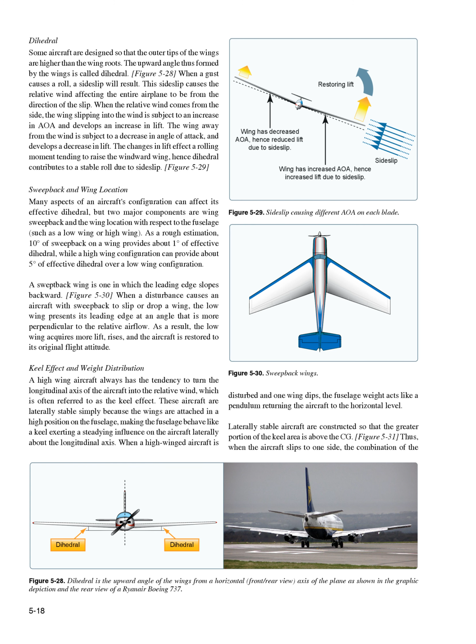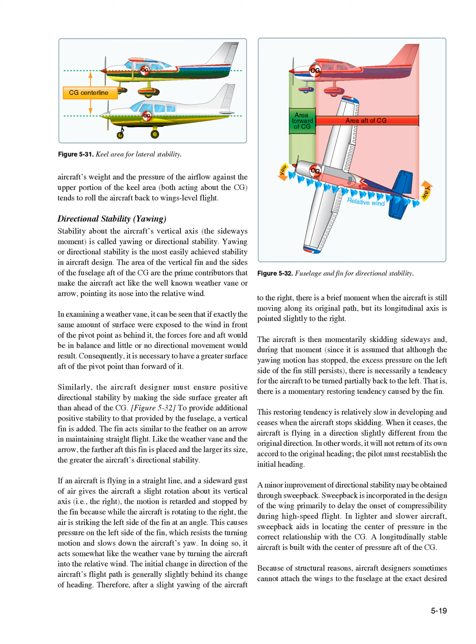When a high-winged aircraft is disturbed and one wing dips, the fuselage weight acts like a pendulum, returning the aircraft to the horizontal level. Laterally stable aircraft are constructed so that the greater portion of the keel area is above the CG. Figure 5-31: thus, when the aircraft slips to one side, the combination of the aircraft's weight and the pressure of the airflow against the upper portion of the keel area, both acting about the CG, tends to roll the aircraft back to wings level flight.